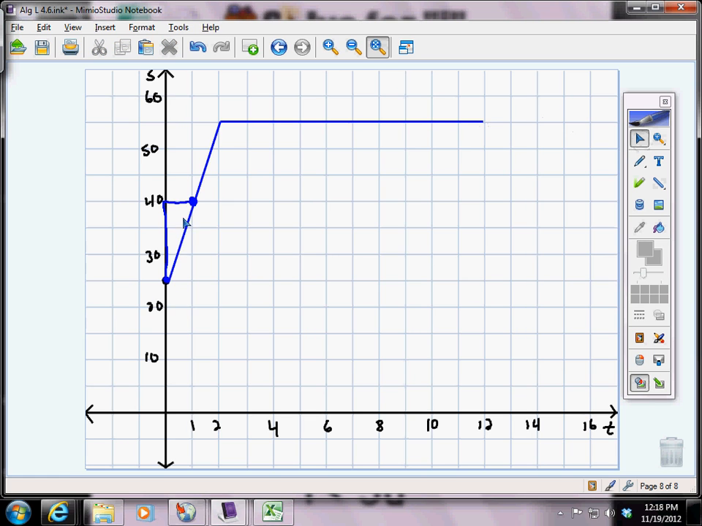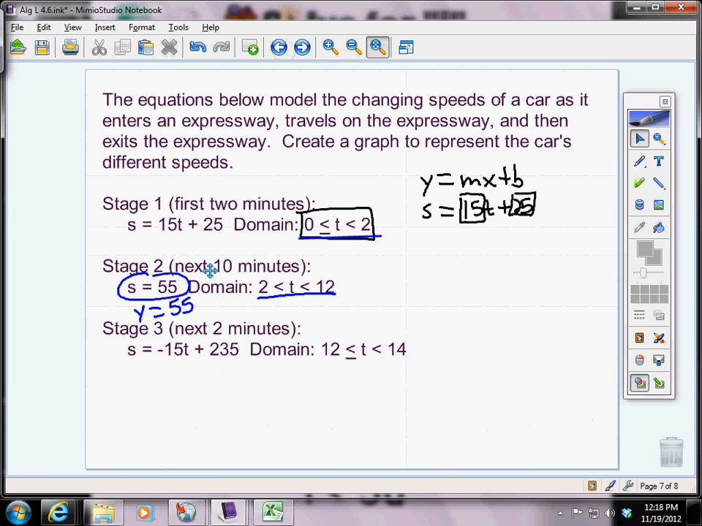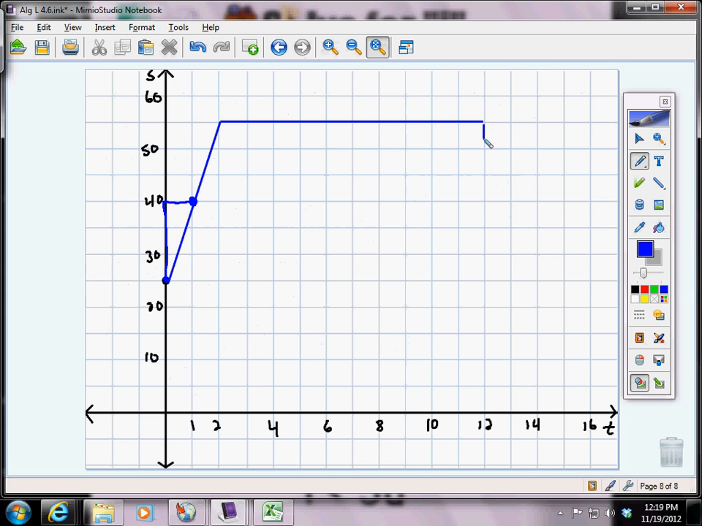See how this first graph represented us getting to 55. Now we're traveling 55 miles an hour, and then finally, we have our next slope here, from 12 to 14. Now notice it's negative. Negative, remember, means it's going to be going down. It's going to be going down negative 15 over 1. So for 2 minutes, we are going to go down 5, 10, 15 over 1. But if you draw a line through it, it represents us decelerating.